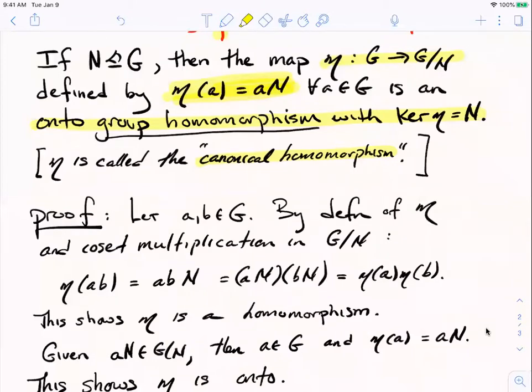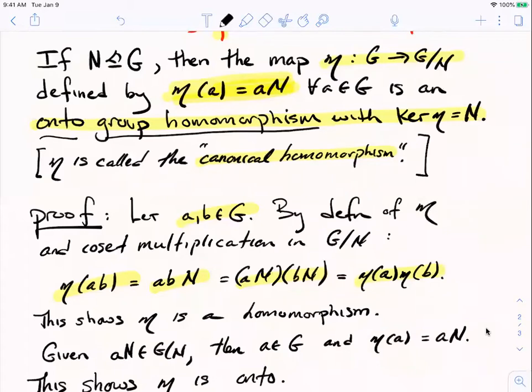Okay, well, I have a formula for the function, so I take two elements of its domain, A and B, and I'm going to look at eta of their product. By the definition of that, that's the coset containing AB. N is a normal subgroup, so coset multiplication is well defined. That's the product of the coset containing A and the coset containing B, and that's exactly eta of A times eta of B. So this map is built to be a group homomorphism. It's a group homomorphism because coset multiplication is well defined. No problem.